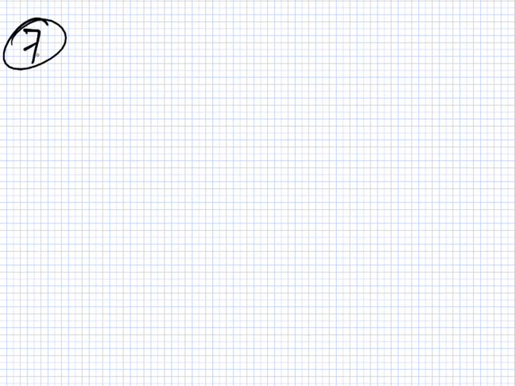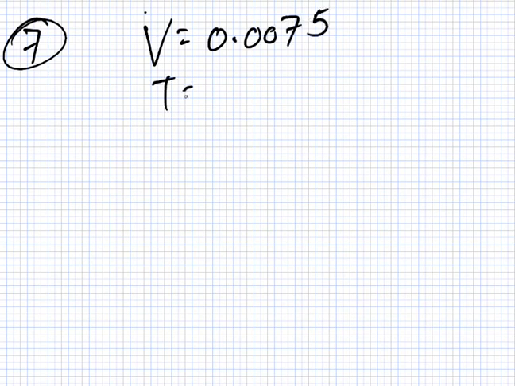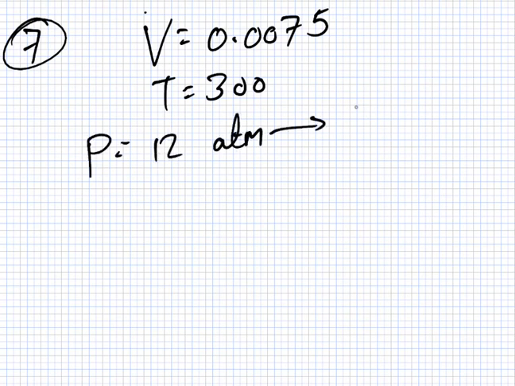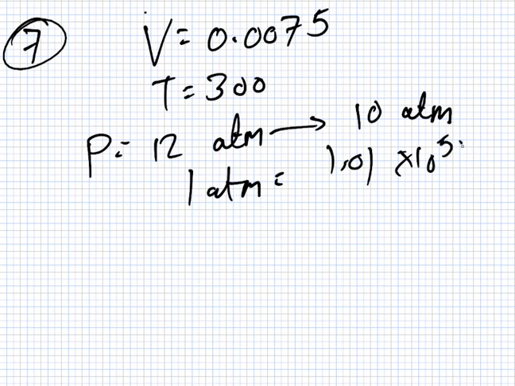Right, question 7. V is 0.0075, T is 300. The pressure was 12 atmospheres, but then it fell to 10 atmospheres. And 1 atmosphere is 1.01 times 10 to the 5 Pascal. How many moles are in the cylinder of gas?